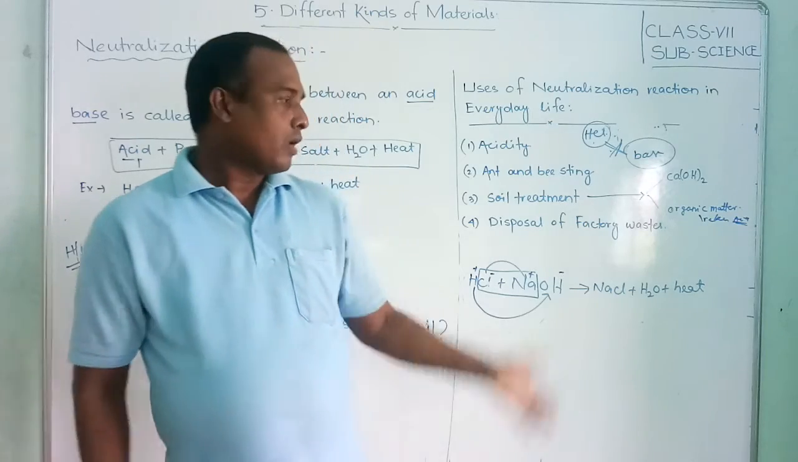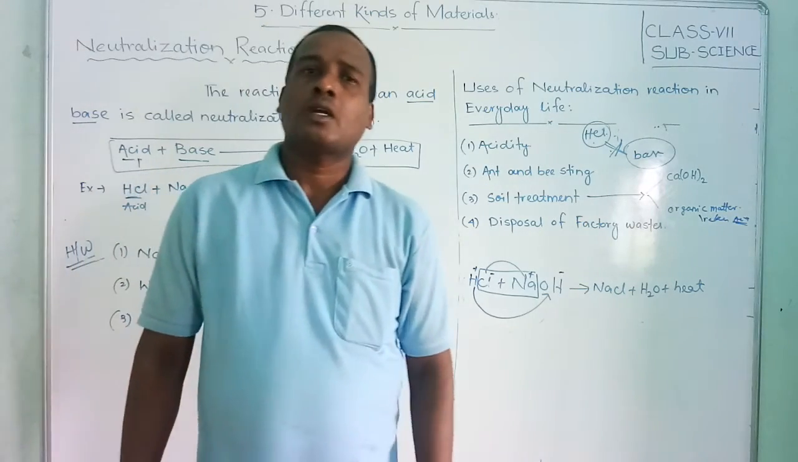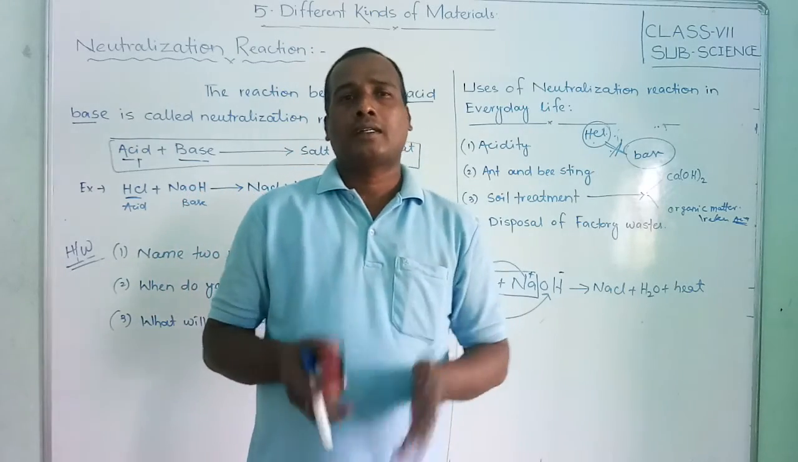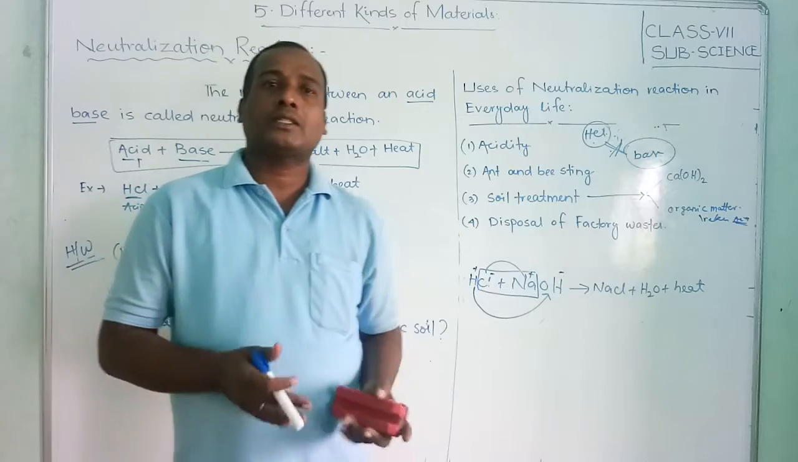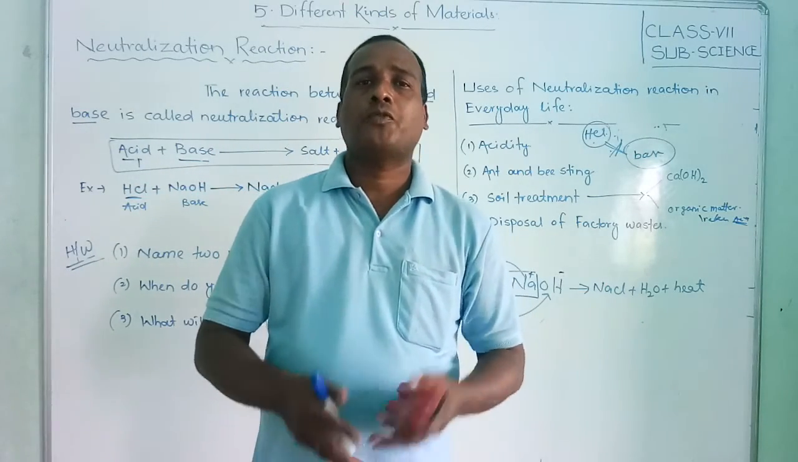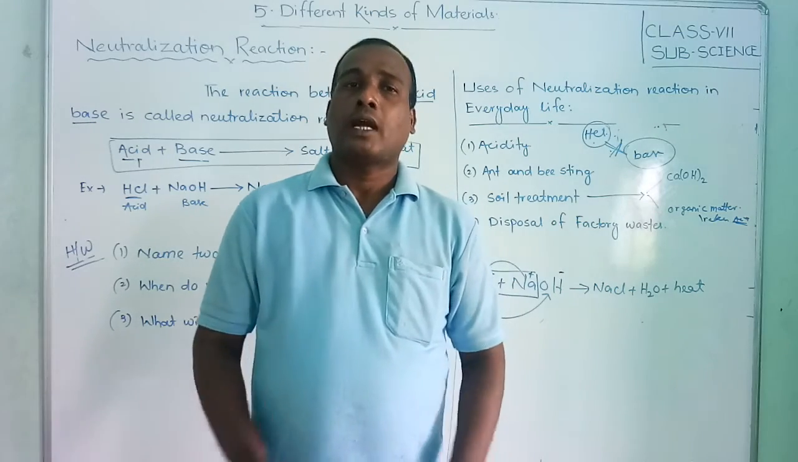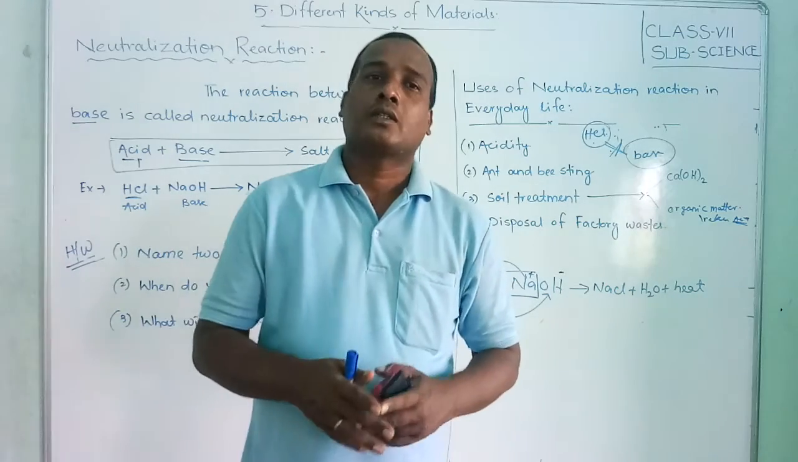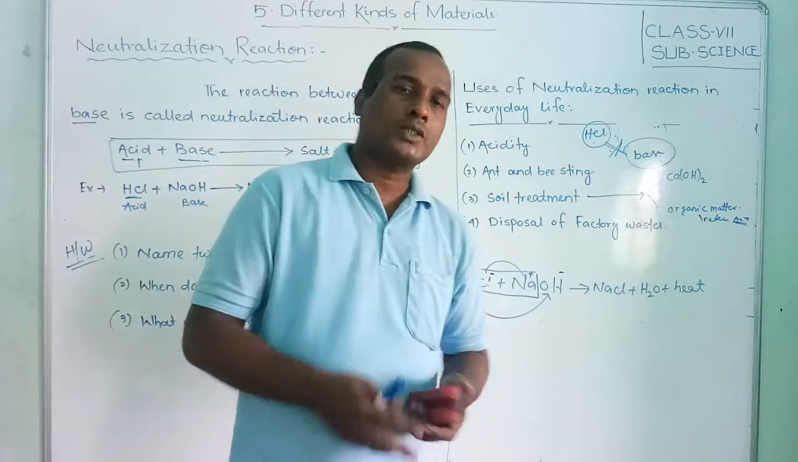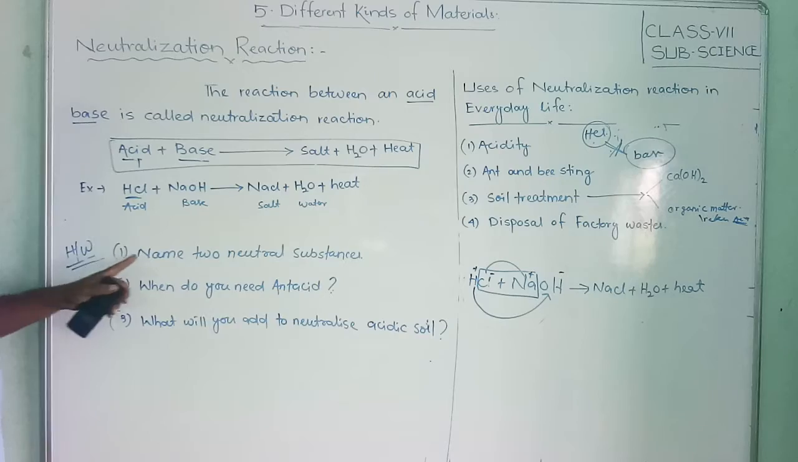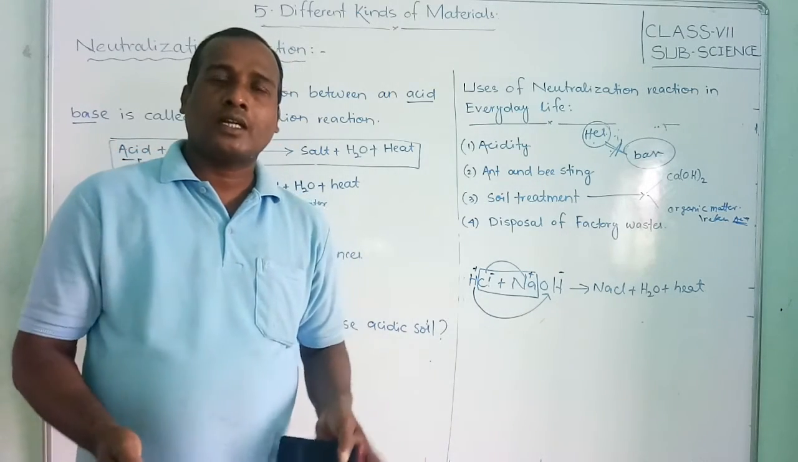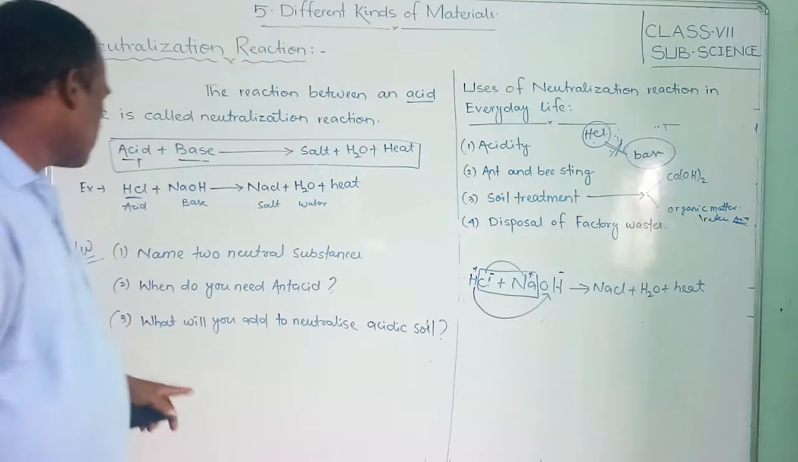Okay, students? So I hope you have understood this chapter, what is an acid, what is a base, what is neutral and neutral substances, and what are the indicators, and how neutralization reactions work. I have explained it to you, and I hope you have understood all of it. If you have a doubt in this chapter, then you can ask me on my personal contact number and discuss. Okay, students? Now name two neutral substances. You should write down examples of neutral substances.